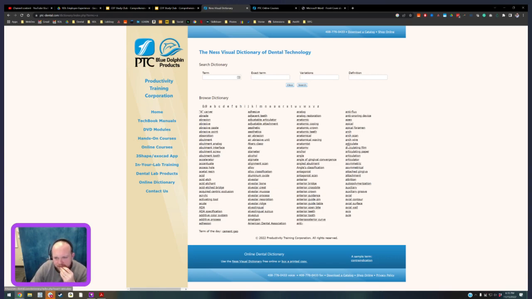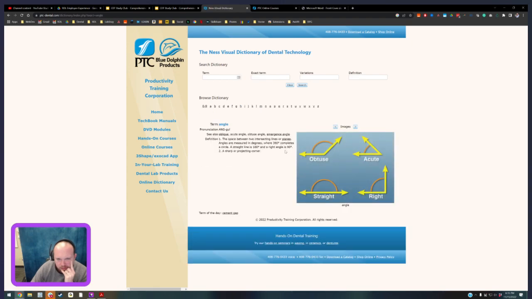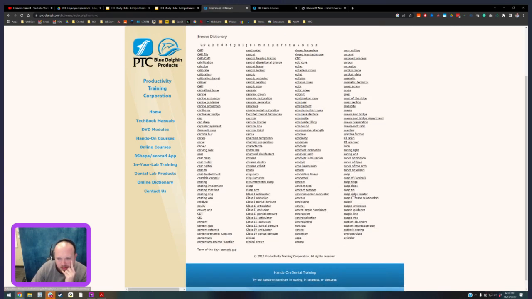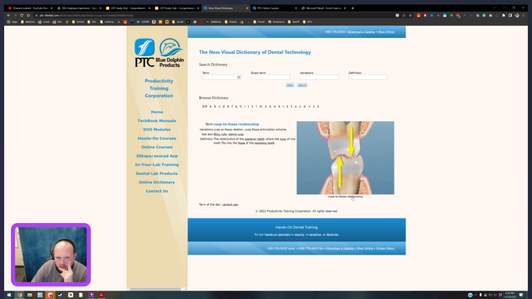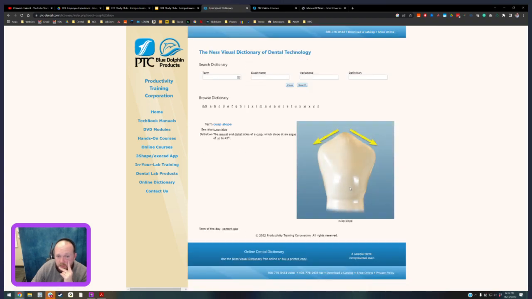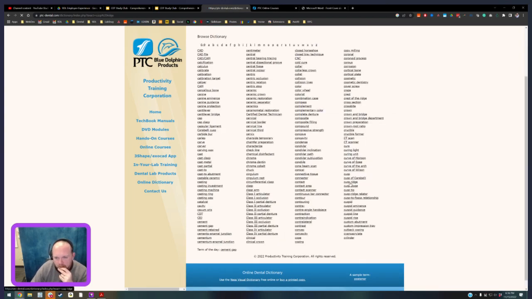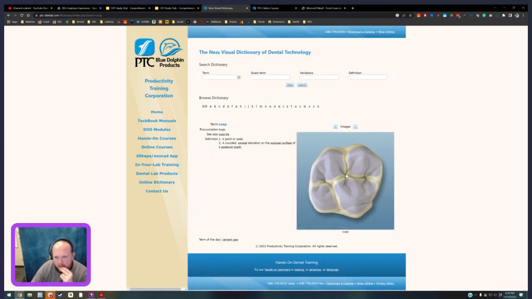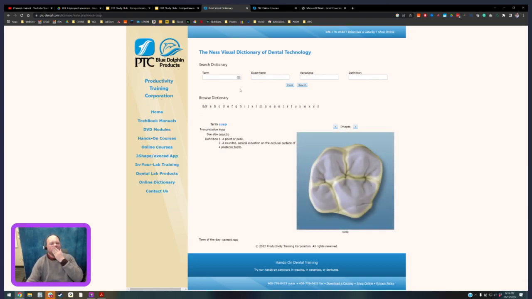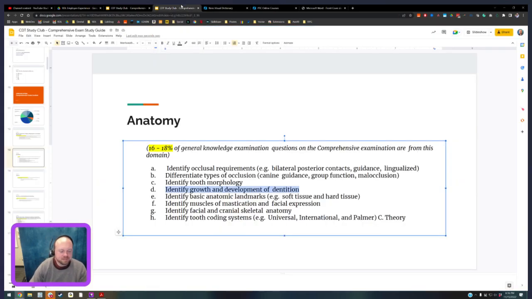Cusp angle again is not, so what, this has got to be something else here. Angle of gingival convergence, angle to abutment, angle. Cusp, cusp tip, cuspid, cusp to fossa relationship. Cusp slope. All right. Again, apologize for the yawns. All right, let's get back to this.